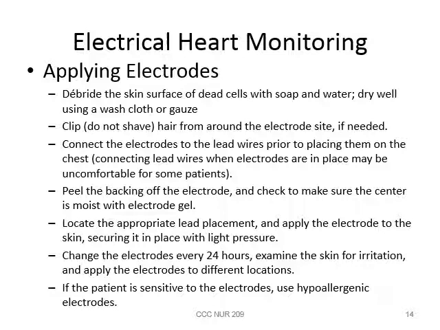Once you've done that, peel back the backing off the electrode. Check to make sure the center is moist with electrode gel. If they have been out of the package for a while, they will dry up. If there's no electrode gel, you do not get good electrical readings from the machines. So there are different places to put the leads, and we're going to talk about that, but always make sure you have the leads in the correct places.